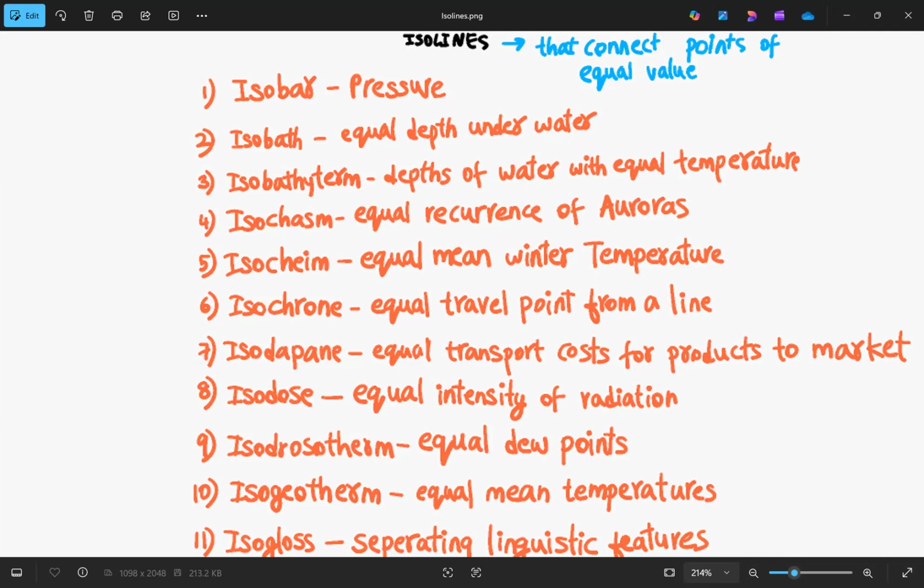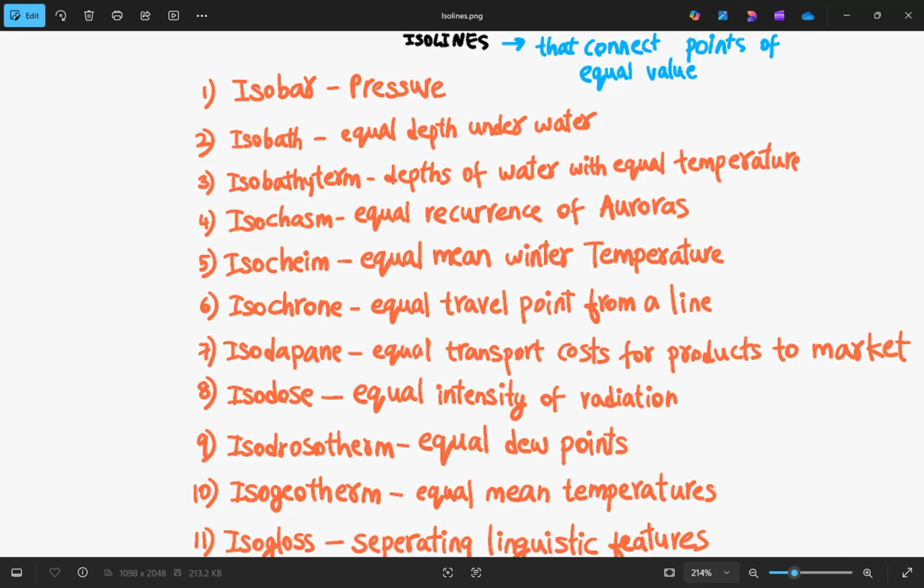Isolines are the lines that connect points of equal value. They can measure anything like pressure or depth or rainfall. So these are the lines on the earth or in the world that are connected due to their equal values, in pressure if we are talking about isobars. So these are called isolines. Now we'll study different types of isolines based on the measurements, the units, and the dimensions.